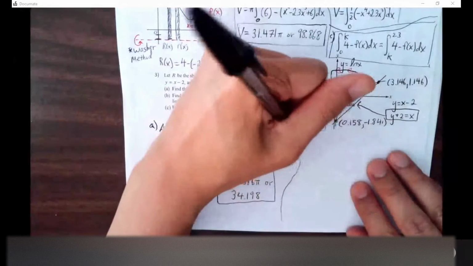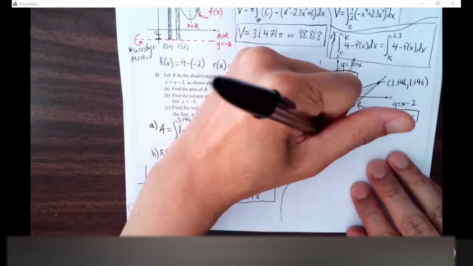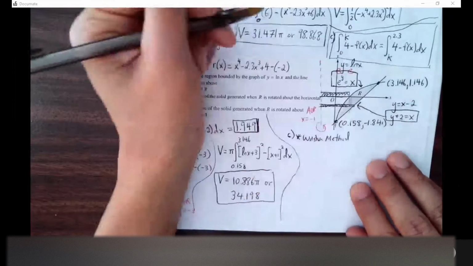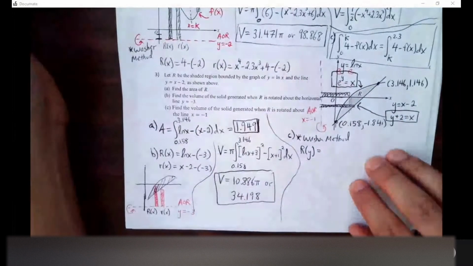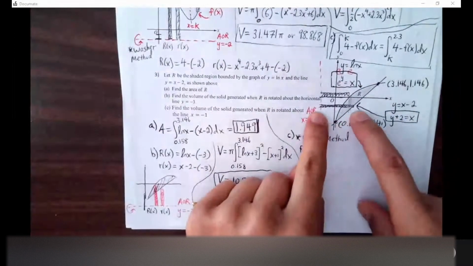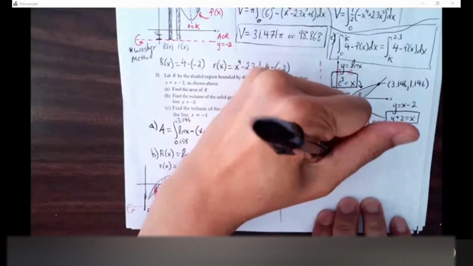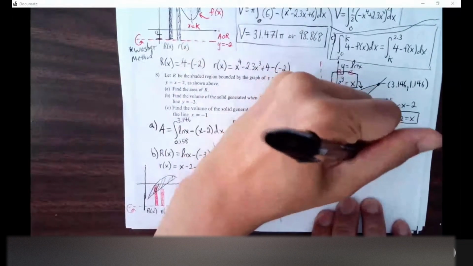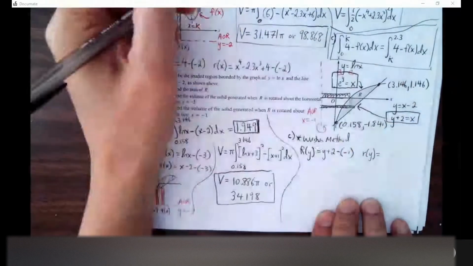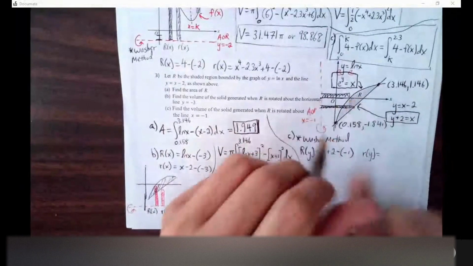So washer method again. R of y. Right minus left, we look at the big radius here. So it's going to be y plus 2, which is the right endpoint, minus a negative 1. And we also have little radius, which is right minus left, the e to the y minus a negative 1 here.